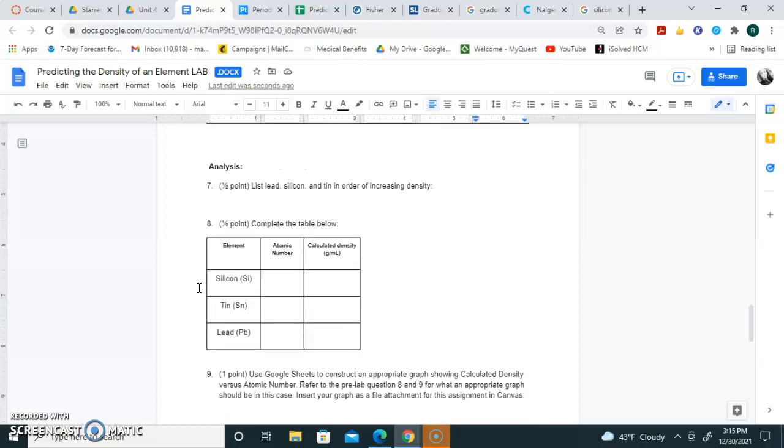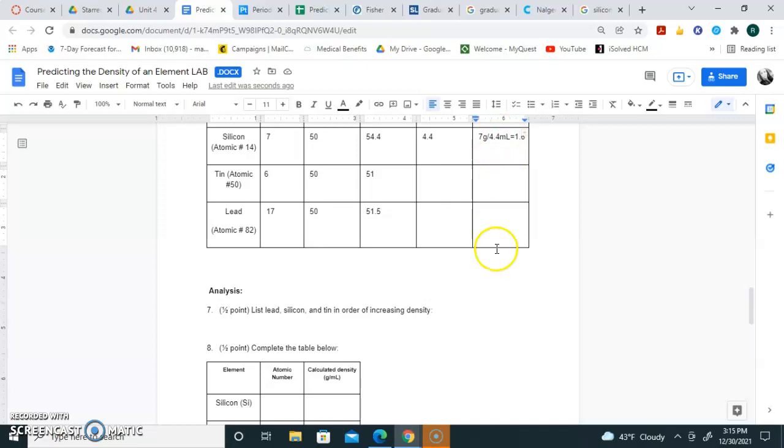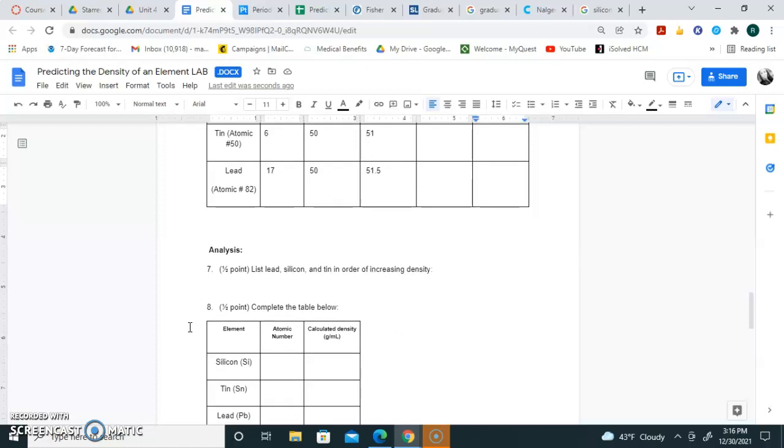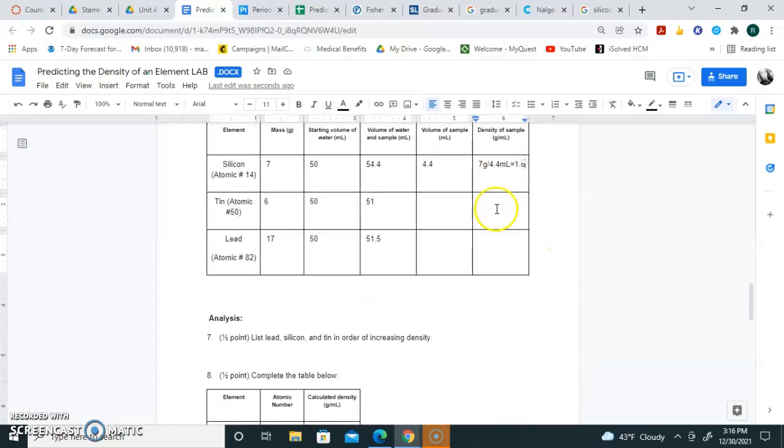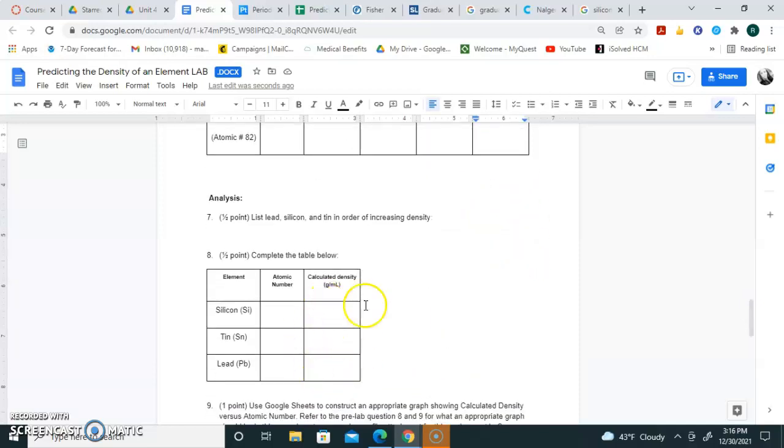So for the analysis part, once you have calculated the densities right here in this column, go ahead and just list them in order of increasing density. Complete this table. Again, the densities that we just calculated, put them in this table. So you're basically just taking them from this column right here where you calculated them and putting them in this column below. Make sure you fill in the atomic number. How do you find the atomic number? Again, you should all by now be able to figure out the atomic number of any element using the periodic table, ptable.com. Go ahead and fill in that information under atomic number.